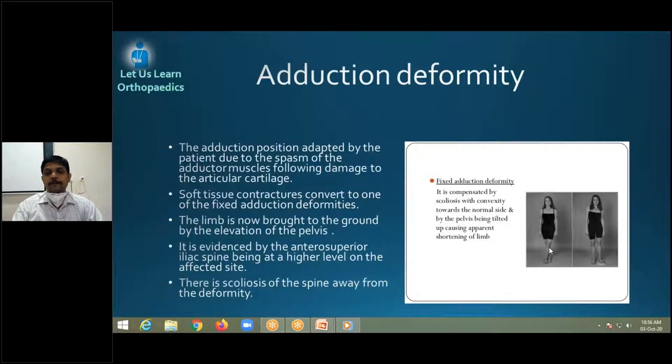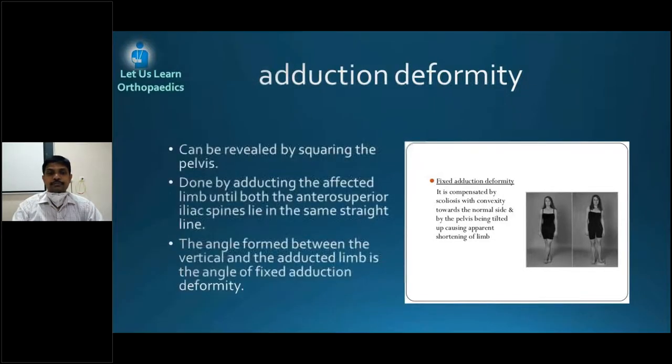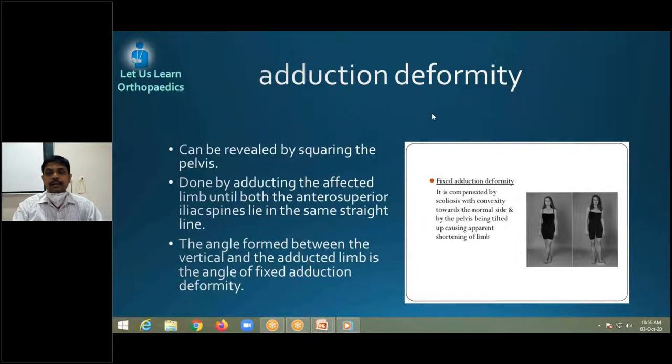If you see here, the affected side ASIS will be at a higher level. How will it happen? To reveal this, go to the next slide. It is compensated, and it can be revealed by squaring the pelvis. What does squaring of the pelvis mean? You have to try to bring the anterior superior iliac spines to the same straight line.